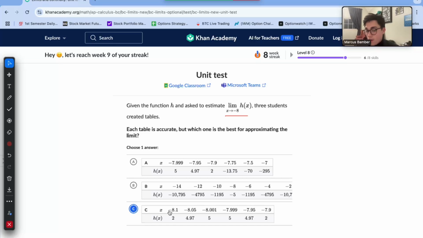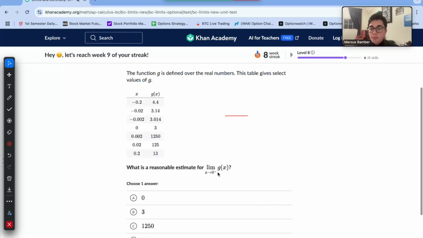We're going increasingly small increments from the left and the right, and we can see that we approach that value of positive 5, so there is a set conclusion.